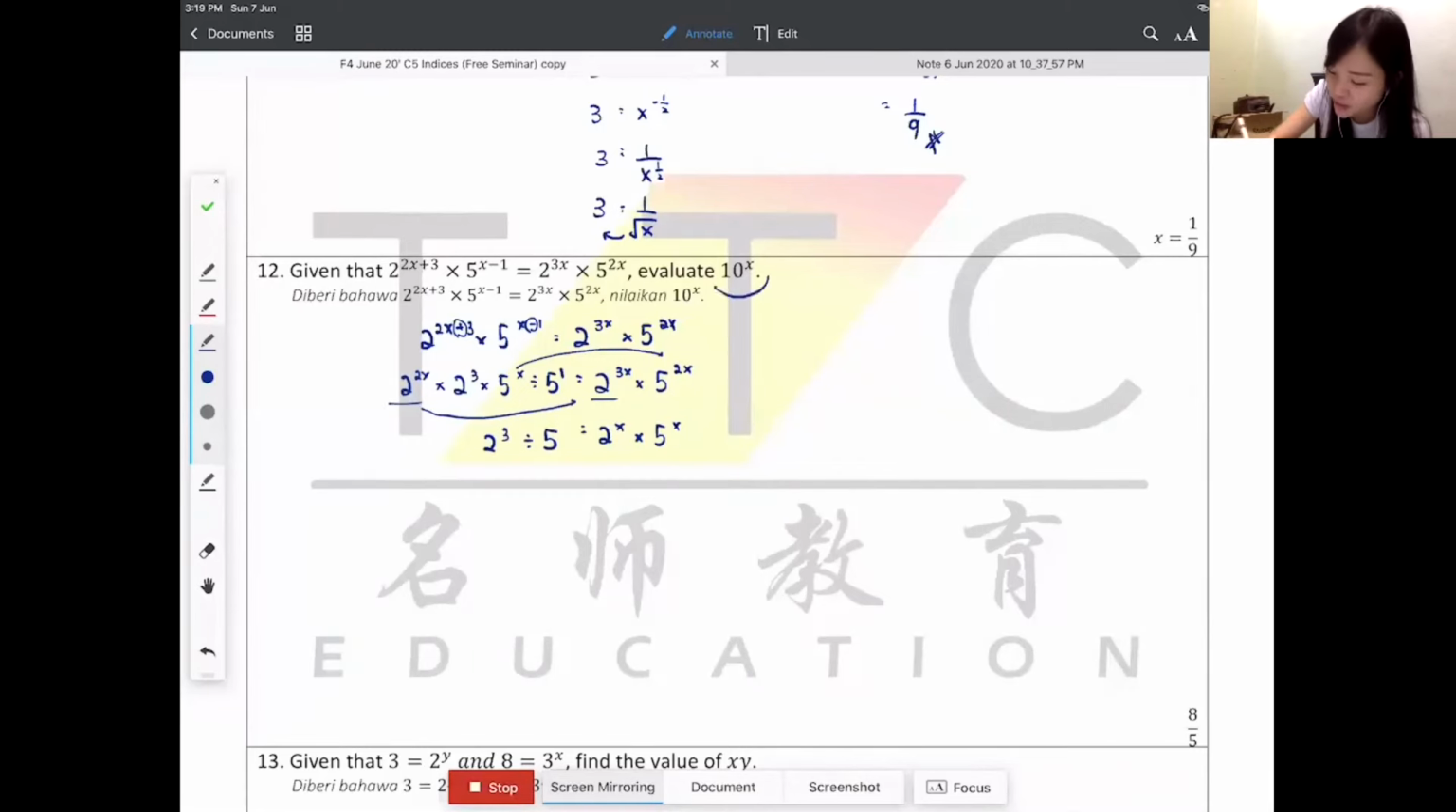But this question, 10 power x. This one power x, this one also power x. I just want 10 power x, not very hard. I can pull out the x. And then 2 times 5, Damon. And then I get 10 straight away. This one, 8 divided by 5. Answer, 8 over 5. Easy peasy, lemon squeezy.